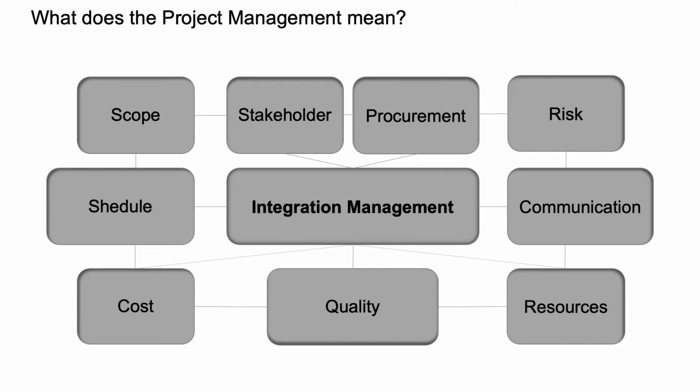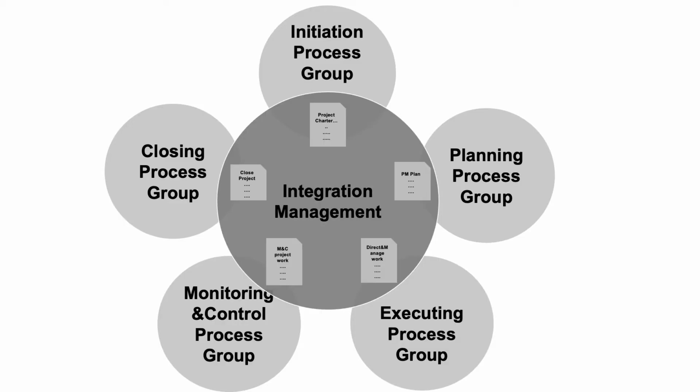In order to coordinate all aspects of a project, project integration management needs to create a number of deliverables. And these deliverables are project charter, which is the output of the initiation process group, project management plan, which is the output of the planning process group, direct and manage project work, which is the output of the executing process group, monitor and control project work, and perform integrated change control, which is the output of the monitoring and control process group, and close project, which is the output of the closing process group. As for integration management, please keep in mind, the purpose of integration management is just to pull all pieces of the project together into a cohesive whole.